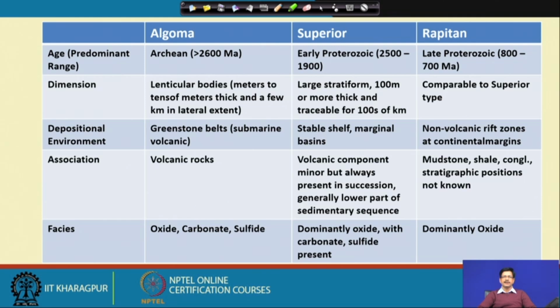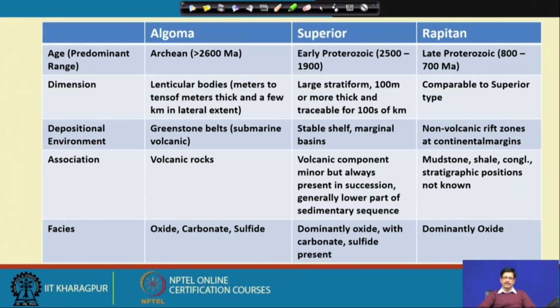As far as dimensions are concerned, the most extensive type is the Superior type. They are stratiform and thick, almost 100 meters or more, traceable for hundreds of kilometers, as against the Algoma type, which mostly occurs in old greenstone belts. They occur in lenticular bodies, just meters to tens of meters thick and a few kilometers in lateral extent. The Rapitan type is more or less comparable to the Superior type, but is very characteristic in its lithological assemblages, with very little volcanic component in the succession, and they occur at the base of the basin.